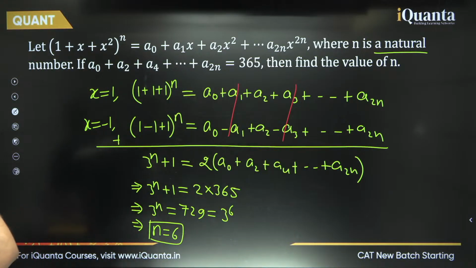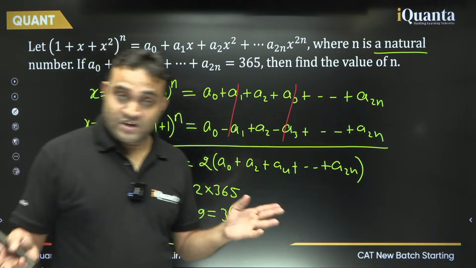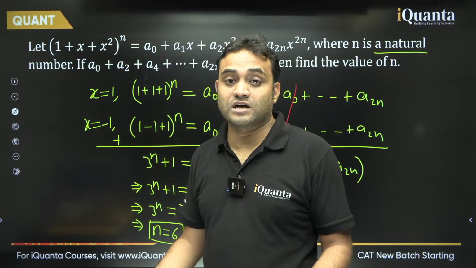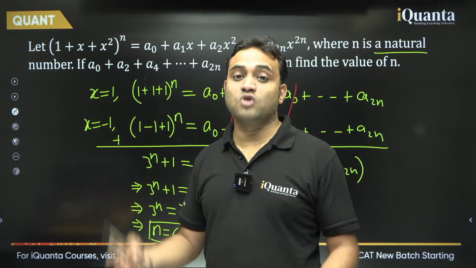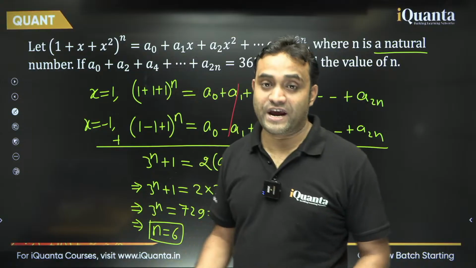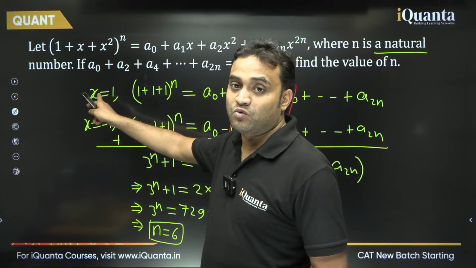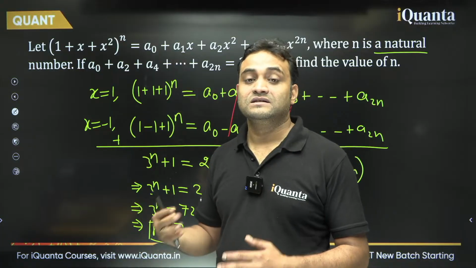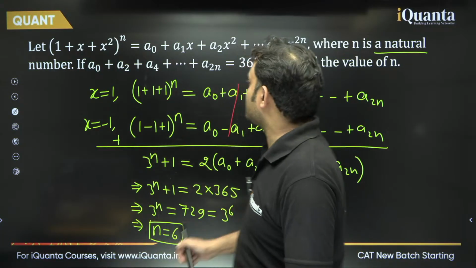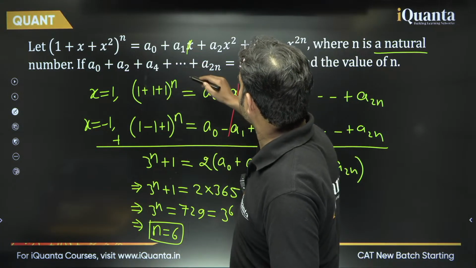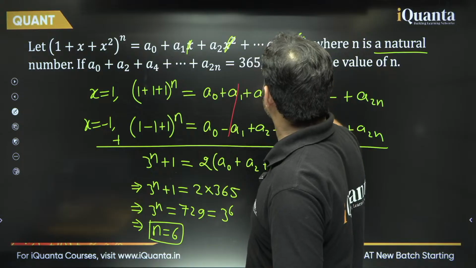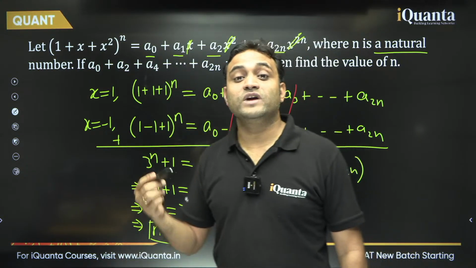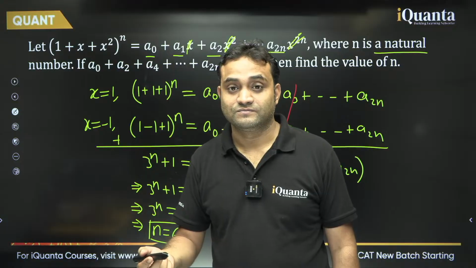How x is equal to 1? If I put x is equal to 1, this is what I am talking about, the method of how to solve in a faster way. This is the method, that's the approach. If I put x is equal to 1, this will be 1, this will be 1, this will be 1, then we are getting the sum of all the coefficients. That's why we are taking x is equal to 1. Is that clear?